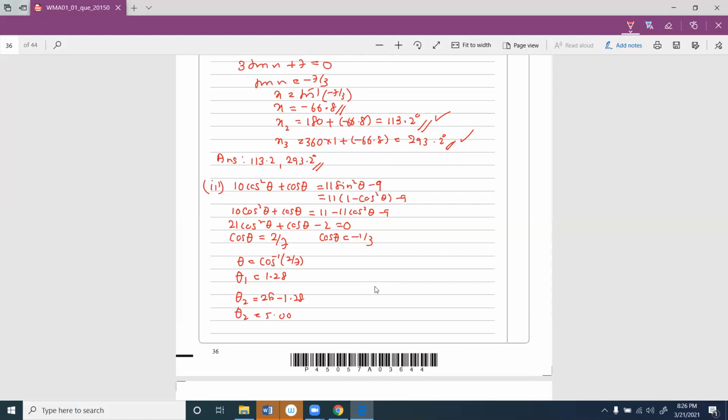Theta 2 is 5.00. From here, theta equals cos inverse of minus 1 over 3. Theta 1 is 1.91. Then theta 2 would be 2 pi minus 1.91, which is 4.37. So these are the solutions. All these values are within the range. That's a way of doing this question.